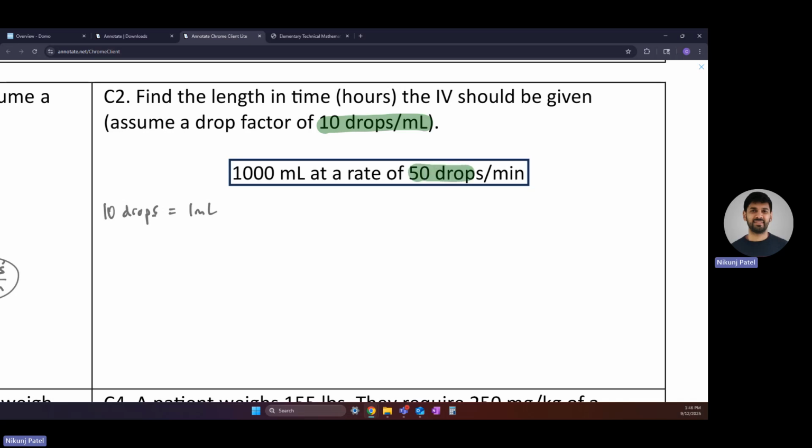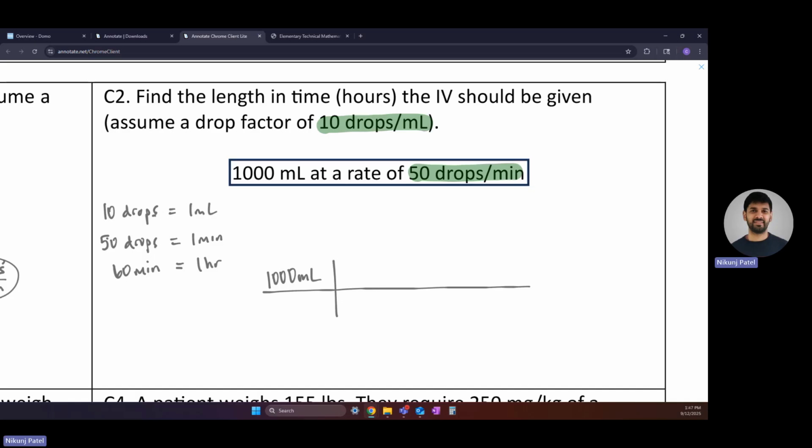We also see this 50 drops per minute. 50 drops equals 1 minute. We also see that we need to go from minutes to hours. So it's not explicitly written, but we know that 60 minutes is 1 hour. This one commonly shows up. So now just setting this up, we want to see how long it takes 1,000 milliliters. How much time in hours will it take for this 1,000 milliliters to be completed?